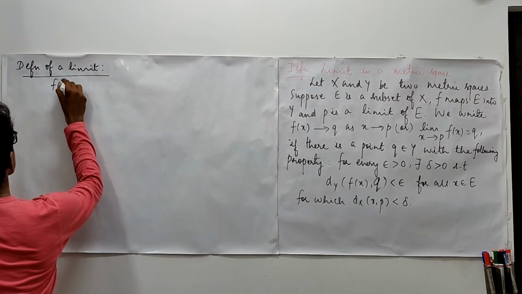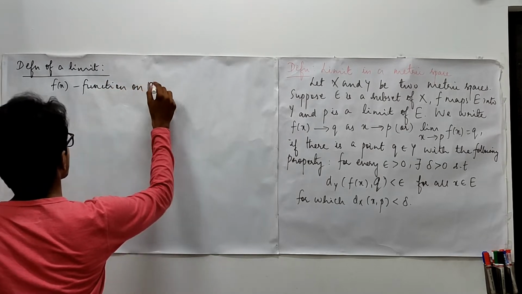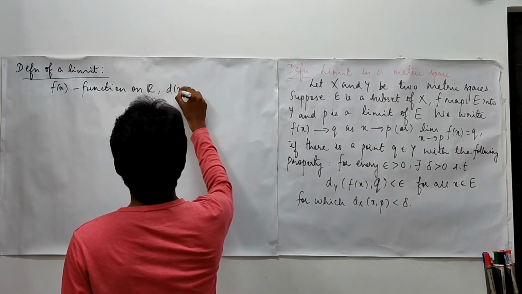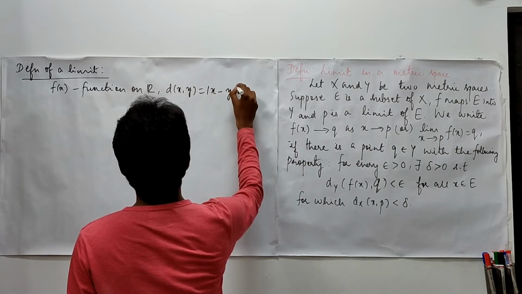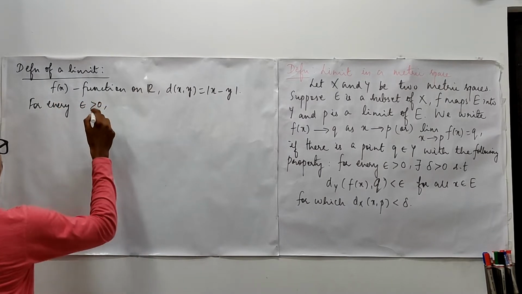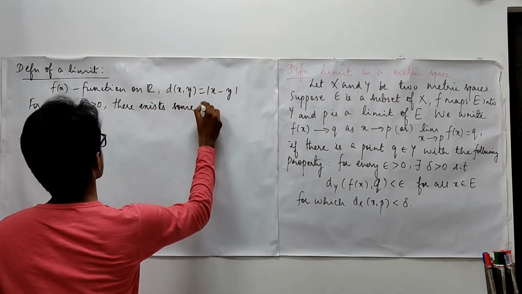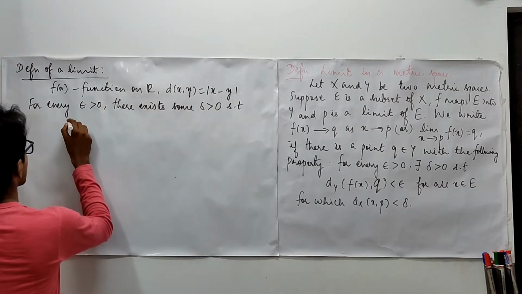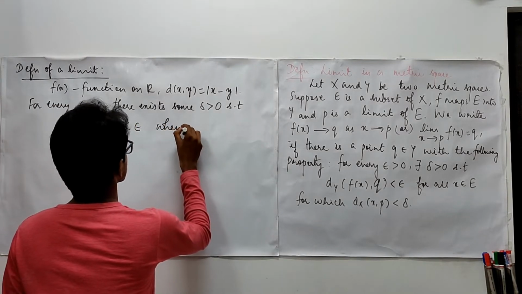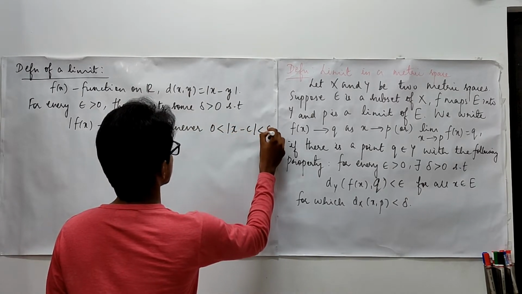We are given some function on the real line. Whenever we are talking about a real line, it means we are working with the metric absolute value of x minus y. So for every epsilon bigger than 0, there exists some delta positive such that absolute value of f of x minus L is less than epsilon whenever 0 is less than absolute value of x minus c, which is less than delta.